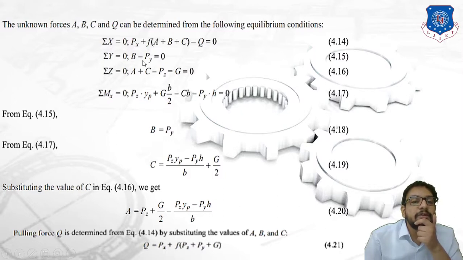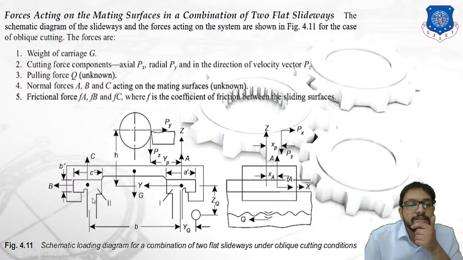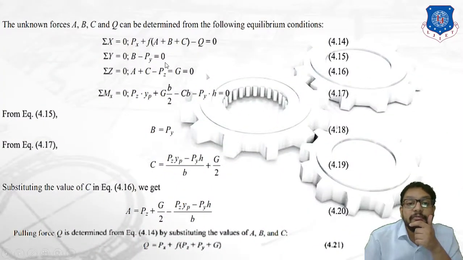Similarly, sigma Y is equal to 0. So in the y direction there are two forces. That is normal force B acting in a horizontal direction, and Py is a force which is acting on the other side, that is opposite to force B. So the equation will become B minus Py is equal to 0. We can see from the diagram that B is the normal force on this surface of the slideway in this direction, whereas Py is a force in the opposite direction, that is our radial cutting force. So our equation is B minus Py equals 0.